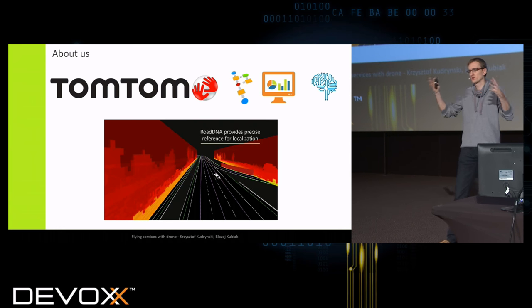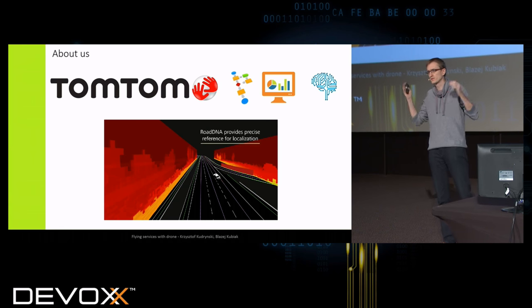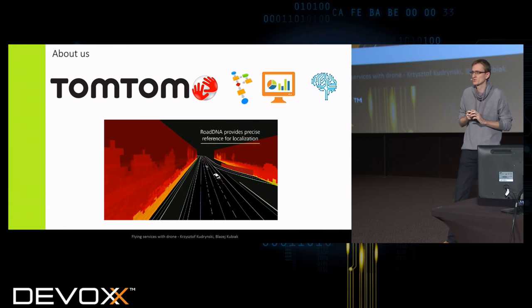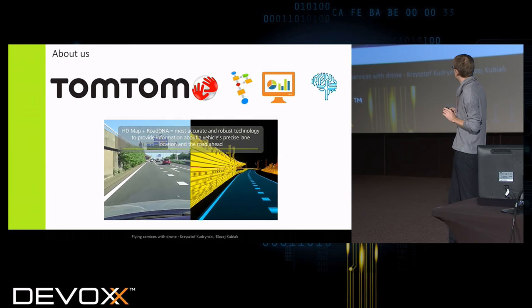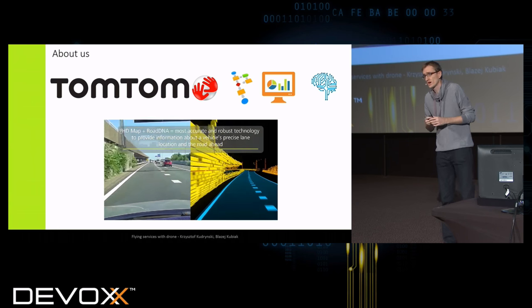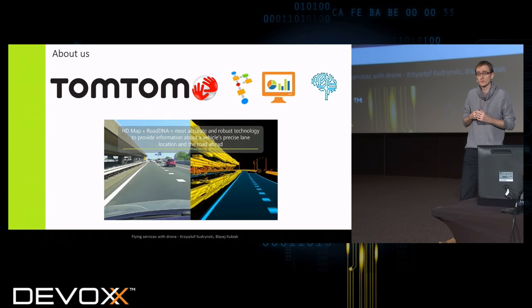So when the car goes, it can compare what it sees with what is in the map, and we have the precise position, for which GPS is not enough. On a daily basis, we are working on the car to drive itself safely and comfortably.